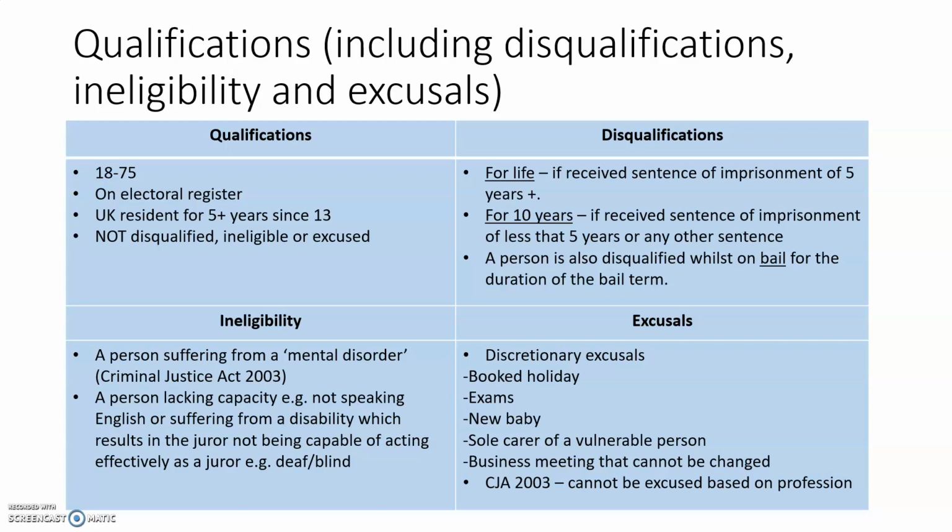In terms of ineligibility, a person suffering from a mental disorder is ineligible and not allowed to be a juror, and that's defined under the Criminal Justice Act 2003. A person lacking capacity, so for instance someone that can't speak English or someone suffering from a disability which results in the juror not being capable of acting effectively as a juror, they're also ineligible. So that would include people that are perhaps deaf or blind or with serious physical disabilities that are not expected to be jurors.